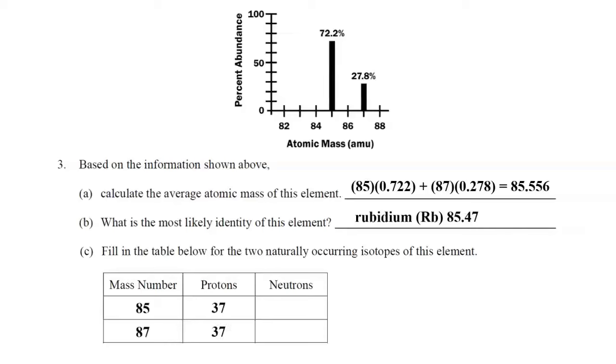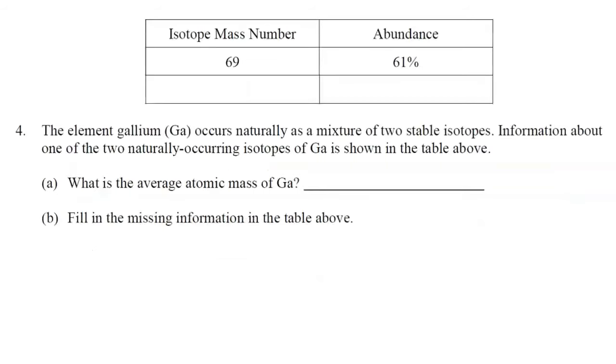They each have 37 protons, and since protons plus neutrons equals the mass number, 85 minus 37, or 87 minus 37, will give us the number of neutrons. So the number of neutrons is either 48 or 50. All right, let's move on to question number 4.